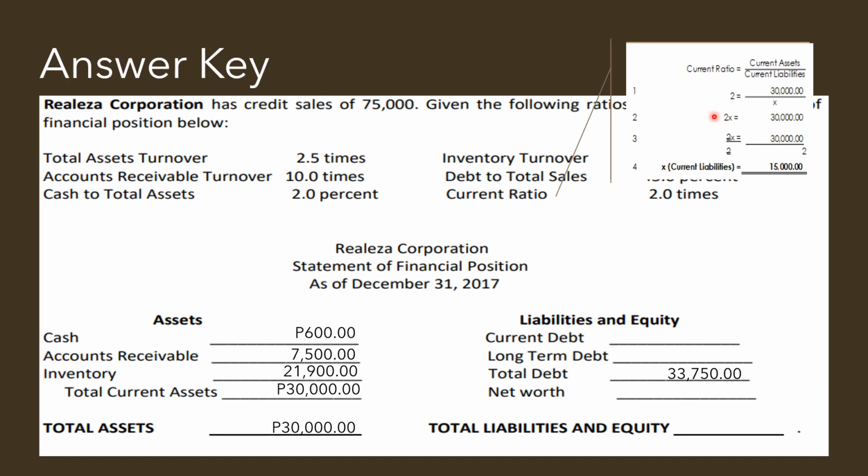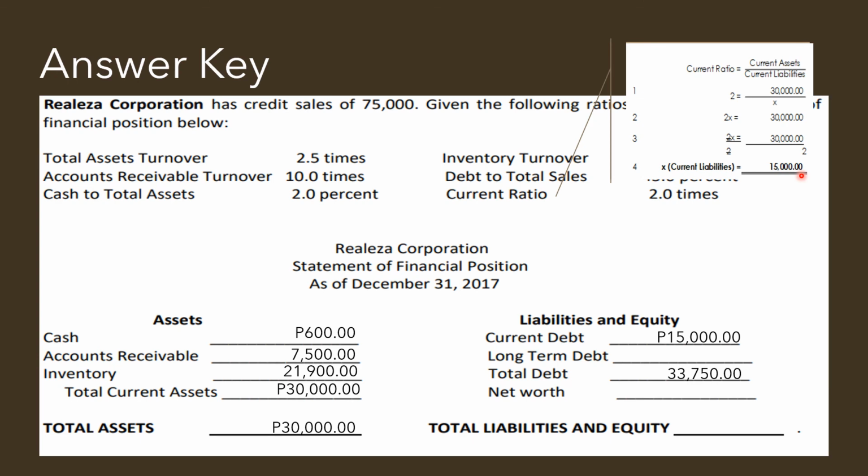Magkano yung current liability? So, multiply lang. 2X equals 30,000. So, eliminate para matira lang yung X dito sa left side. So, X equals 30K over 2. So, X, which is your current liability, equals 15,000. So, current liability daw yan. Dilapag natin dyan, current liability. So, almost everything nakuha na natin.